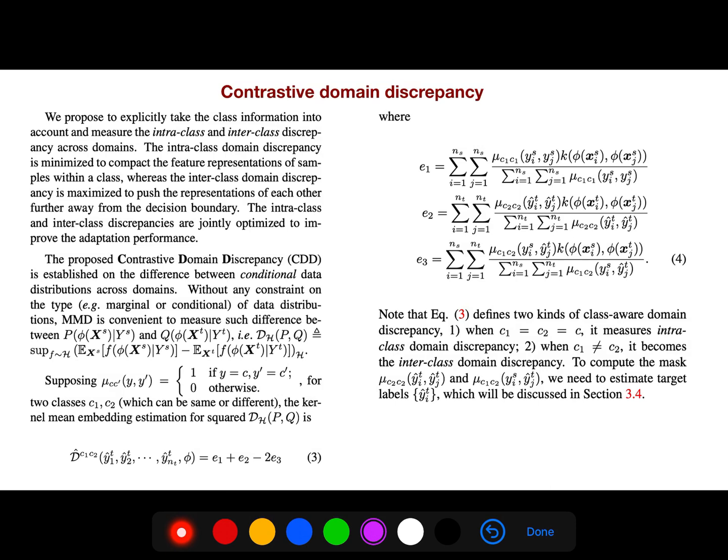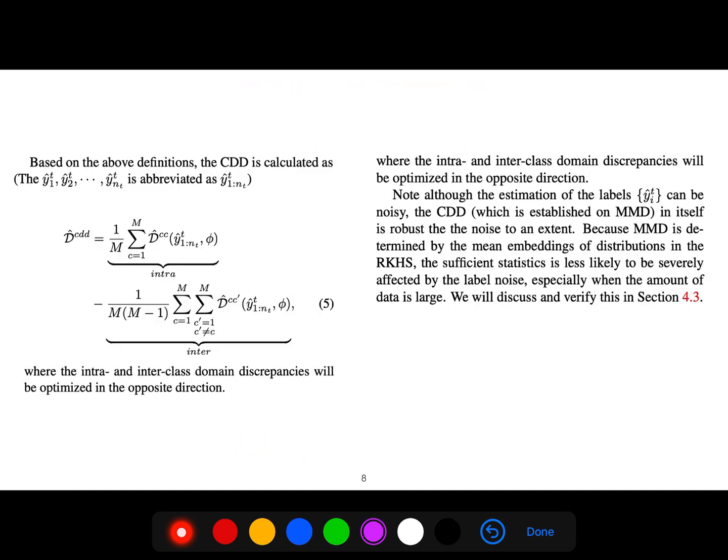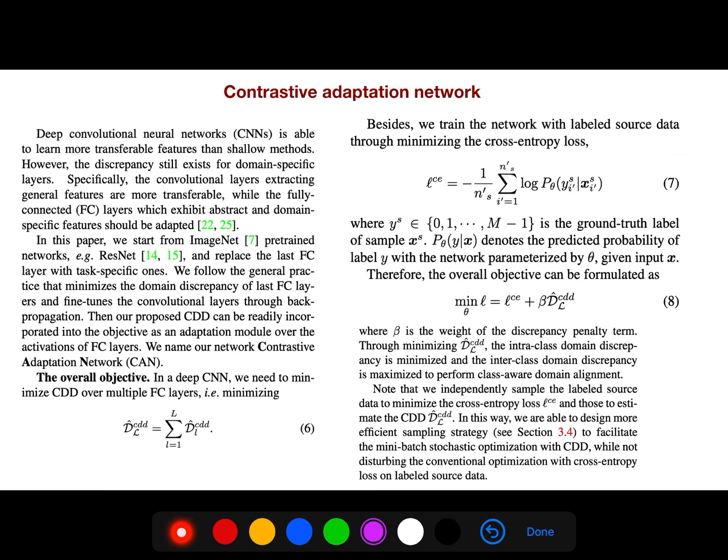For example, for two classes C1 and C2, the kernel mean embedding, E1 and E2, is defined here. So this equation defines two kinds of class-aware domain discrepancy. So the CDD is calculated like this. We have intra-class and inter-class. We can separate it easily.